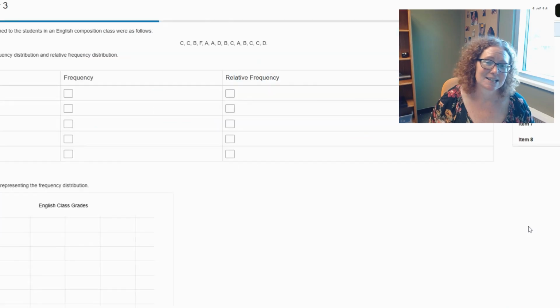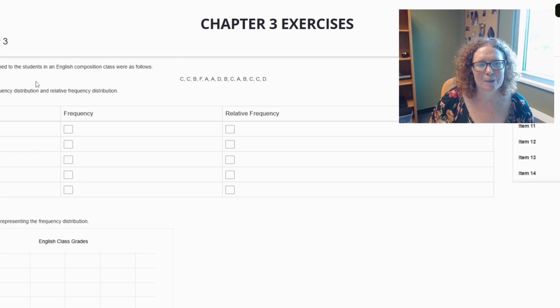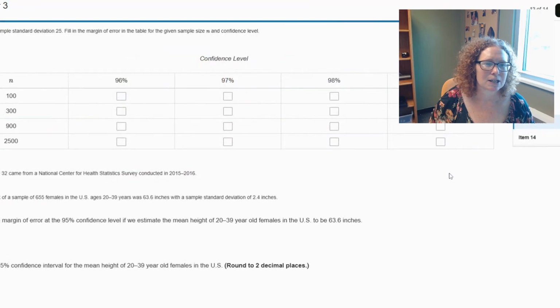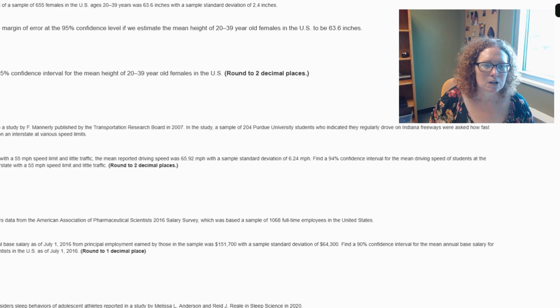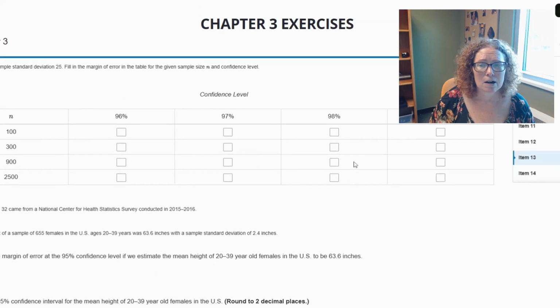So that ends chapter 3. Then you start with the exercises. So you can go down, and we go back into, and we start with the frequency and the relative frequency. And as we go down further, we get into those confidence intervals like we just talked about. Some of these will say rounded to decimal places. Please make sure that you do that.